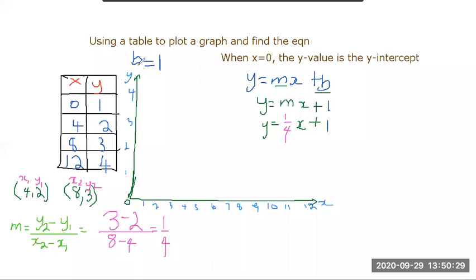So now we're going to try and put this table on our graph. The first point says 0, 1. So I'm going to find where x is 0 and y is 1, which is this point right here. That's that point. So I'm going to put that in. I made it yellow. The next point that I'm going to do is where x is 4 and y is 2. I made it orange. So it's going to be around here. There it is.